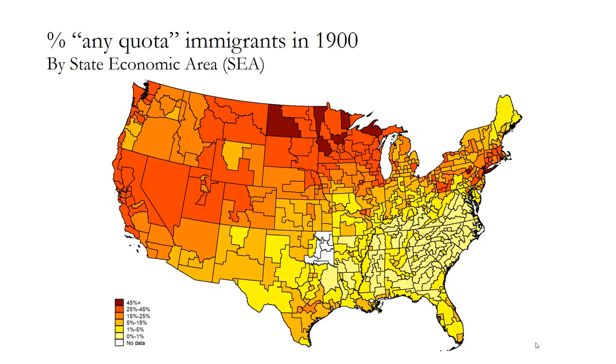So in the south, we have very little immigrant stock in 1900, and then in the plains and in the west, as well as in the urban areas of the Northeast and Midwest, we see that there was substantial immigrant population.